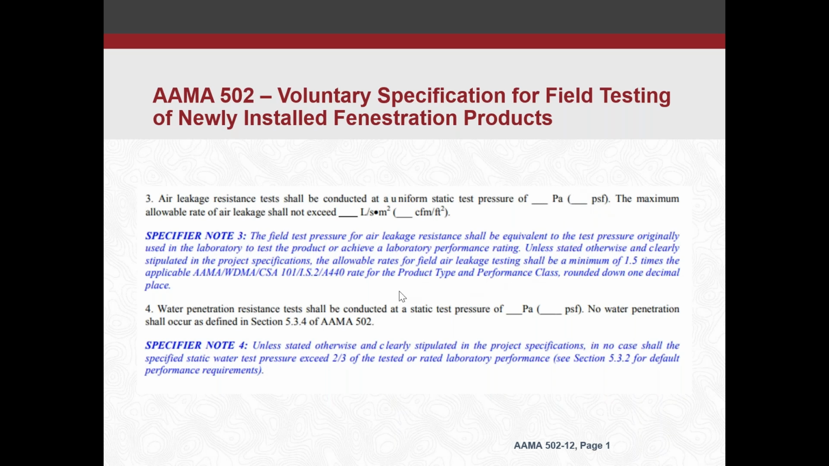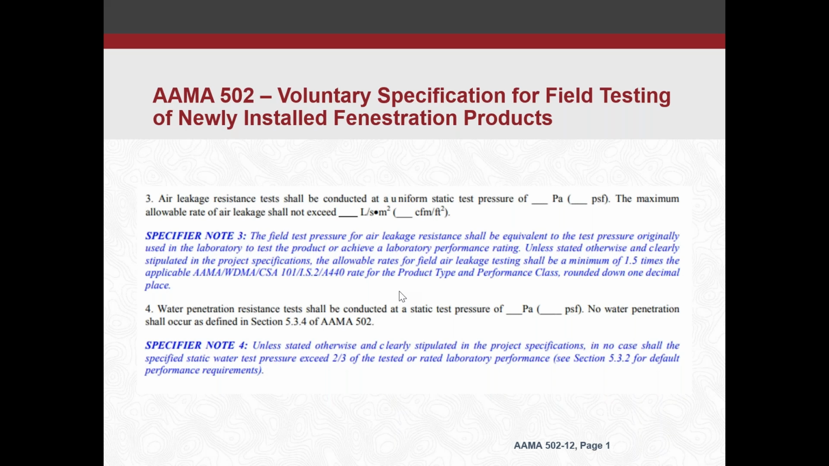The allowable rate of air leakage, it is allowed to leak 1.5 times more than the specified leakage that it would have been tested at. The water penetration resistance test at item number 4 would be conducted at, and now that value for the test pressure would be based on the specified rate. However, it is reduced to 2/3 of that.